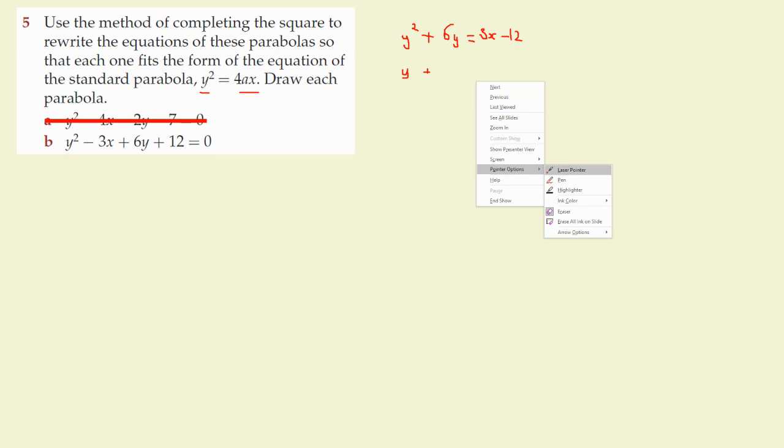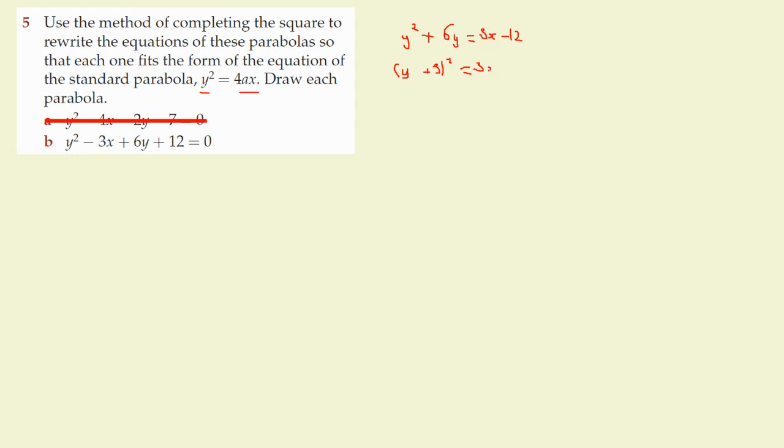So we're going to get y plus 3, because we halve the coefficient of the y, squared is going to be equal to the 3x plus 12. But we've got to remember what else that square bracket has given us. That square bracket has also given us a plus 9. If I square the 3 at the end, I get a plus 9. That plus 9 wasn't there before, so I need to make sure I've got the plus 9 there too.